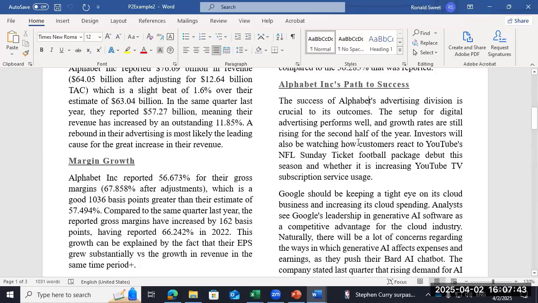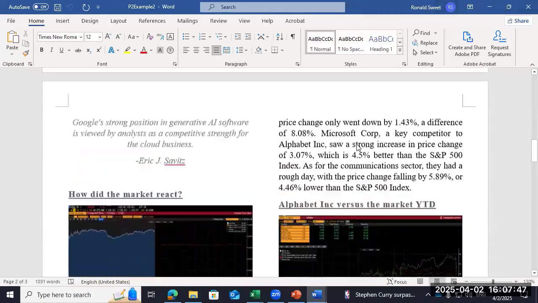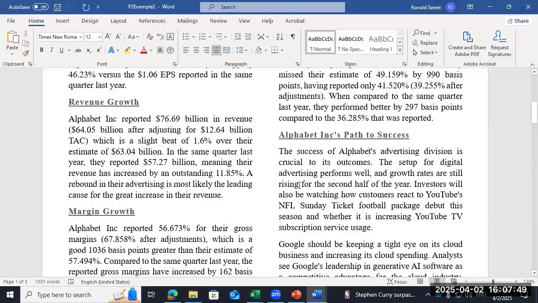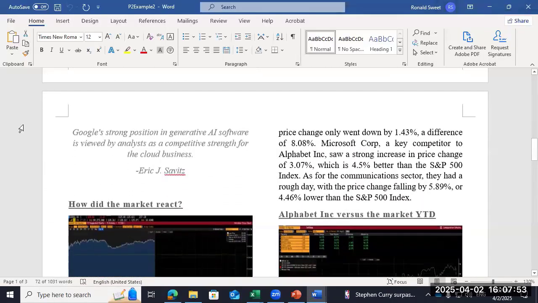Alphabet's all over the place. They're doing all kinds of things, so you have to address some of those. So he had a couple of paragraphs, probably needs more than that. He has a good quote. That's always good to get in there.